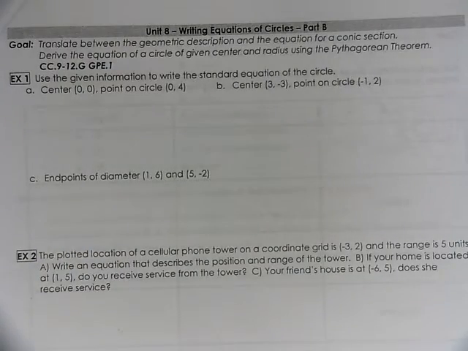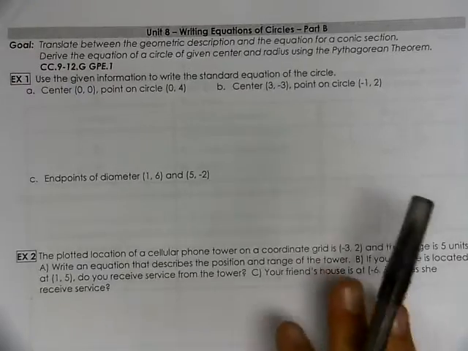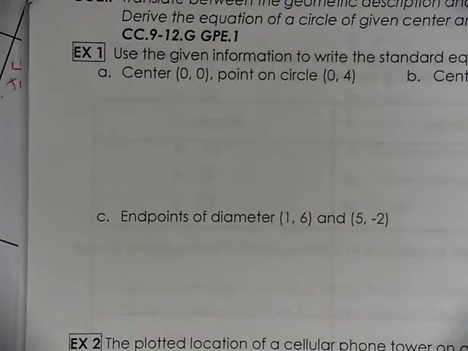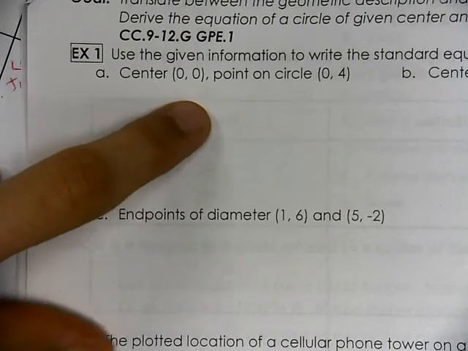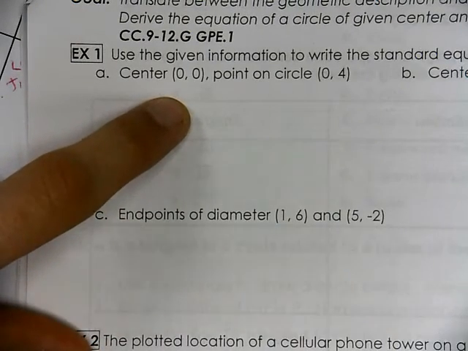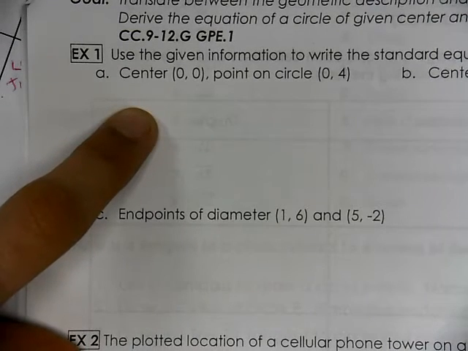So, if I look at the first problem, I'm given the center of the circle is 0, 0, and a point on the circle is 0, 4. I need to find the equation without graphing it. So if I just think about the center in the equation of our circle, what would your equation start out looking like?